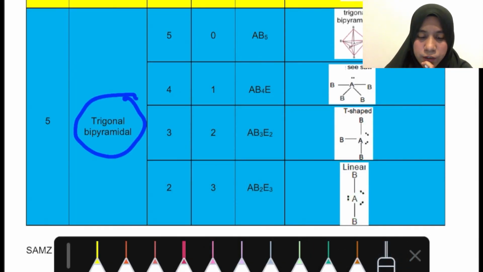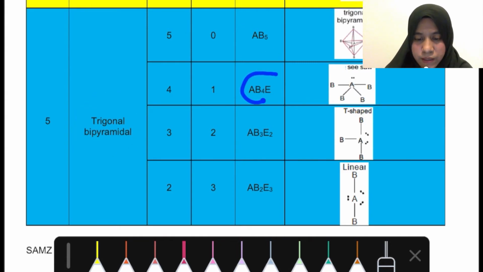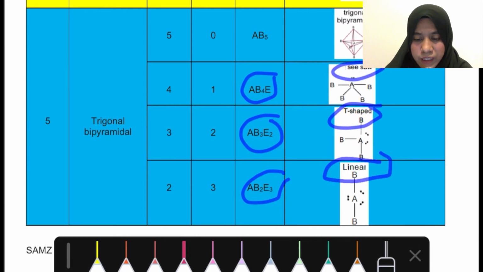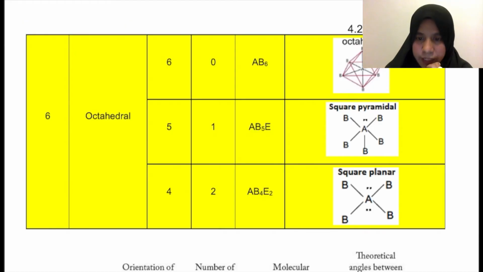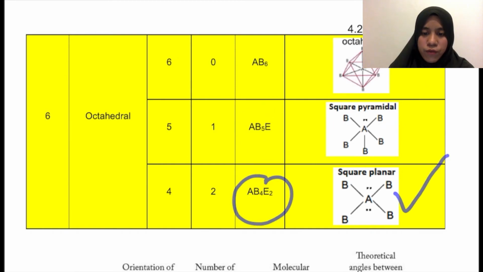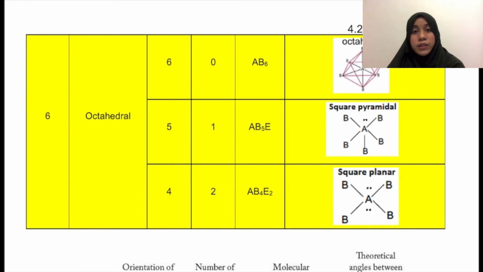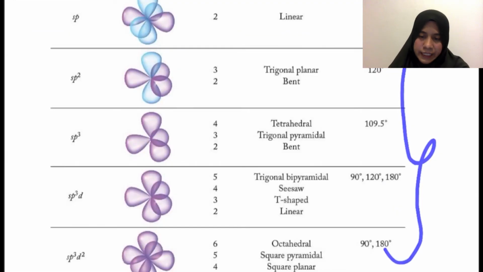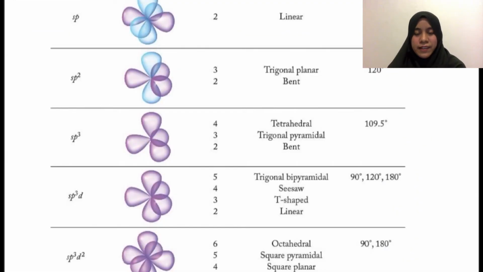So tadi kita tengok trigonal bipyramidal. Yang AB₅ tu memang trigonal bipyramidal itself. AB₄E dia jadi seesaw. AB₃E tu T-shape. AB₂E₃ dia jadi linear. Okay, and then for the octahedral, kita hanya tengok dua sahaja. Kalau yang ada lone pair tu, which is AB₅E square pyramidal, AB₄E₂ is square planar. Okay, so that's the 4.2 summary. Yang ni nanti kita akan tengok 4.3 nanti.